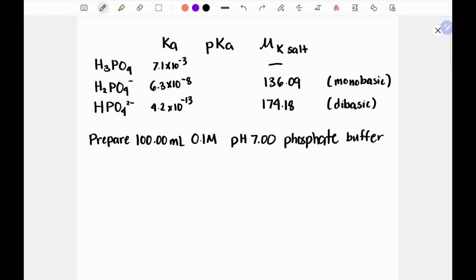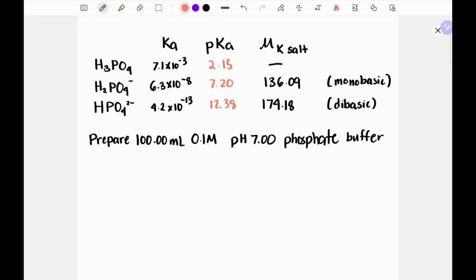The first thing that I will do is to calculate for the pKa. Negative log of 7.1 times 10 to the negative 3 is 2.15. Negative log of 6.3 times 10 to the minus 8 is 7.20. And negative log of 4.2 times 10 to the negative 13 is 12.38.